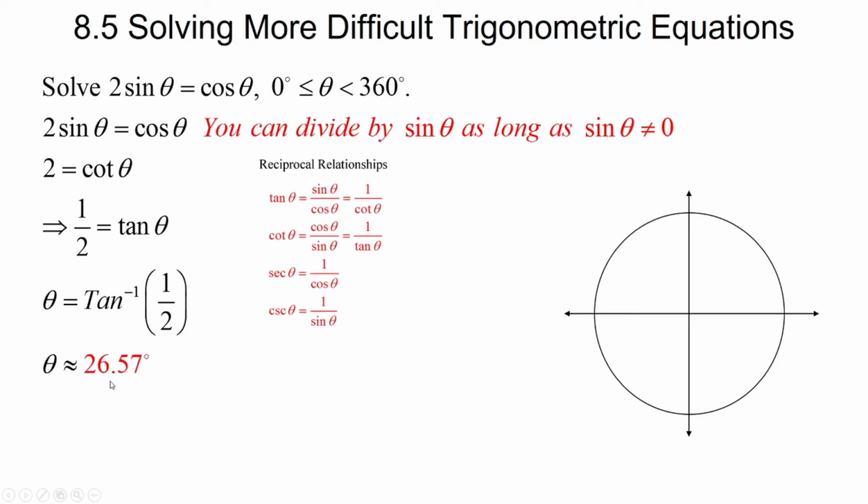26.57. Yeah, that works for me. And let's go ahead and put that into our unit circle over here. 26.57. I don't know, something like that right there. That's not perfect, but it's ballpark. And I want this unit circle right here, because then in what other quadrant can tangent be positive?